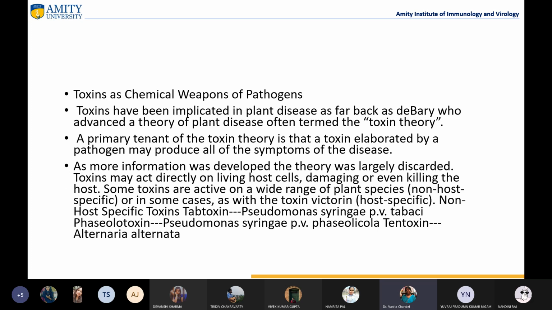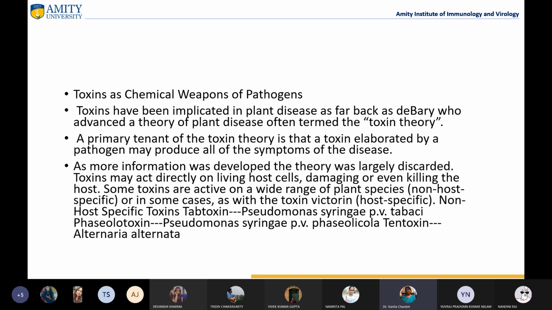Then toxins. These were the enzymes, right? Enzymes: cellulases, hemicellulases, or ligninases. Now toxins, right? Toxins are the chemical weapons of the pathogen. So toxins are again released by the pathogen. They have been implicated in plant disease as far as Anton de Bary was concerned, who was the person who basically gave the toxin theory.